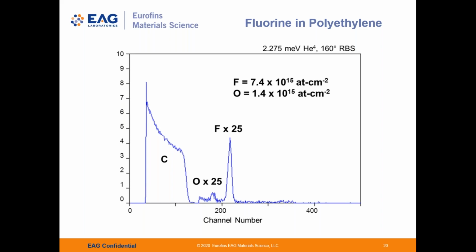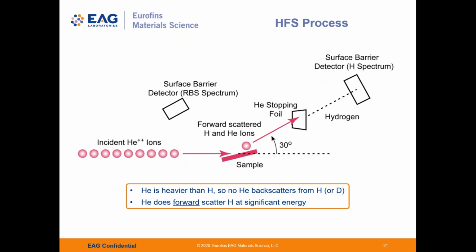Let us now look at the process of making hydrogen measurements. Okay, HFS. HFS, as a reminder, stands for hydrogen forward scattering. This slide shows the analytical configuration for HFS. The geometry setup differs from RBS. The sample is rotated so that helium ions now collide with the sample at an oblique angle, about 30 degrees, which allows particles to scatter forward into the detector.